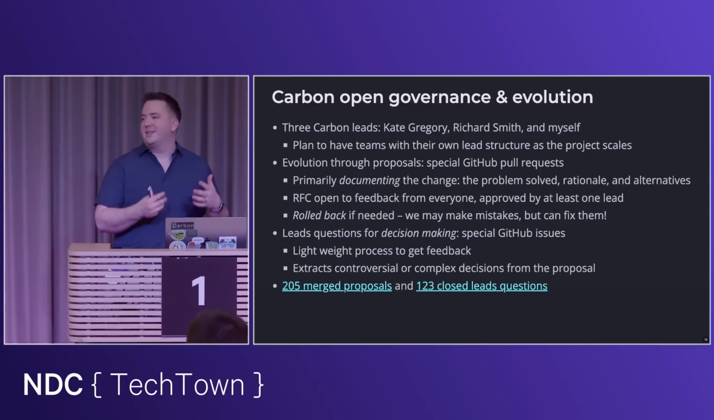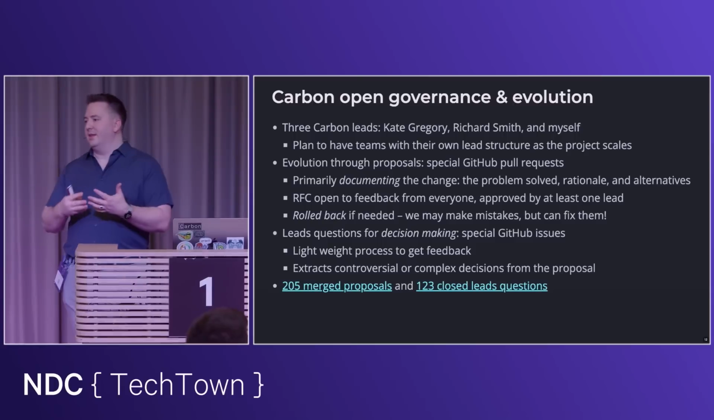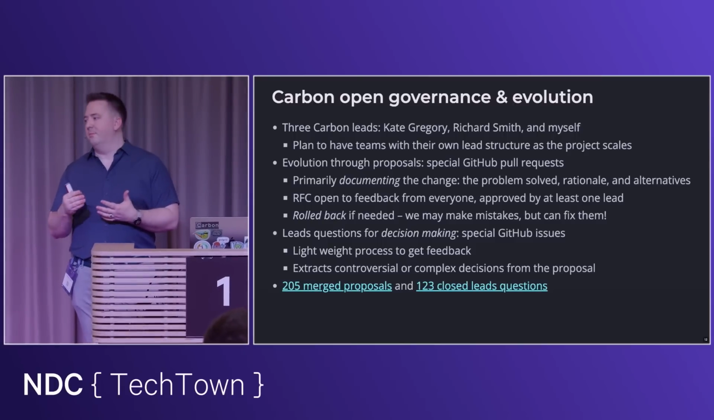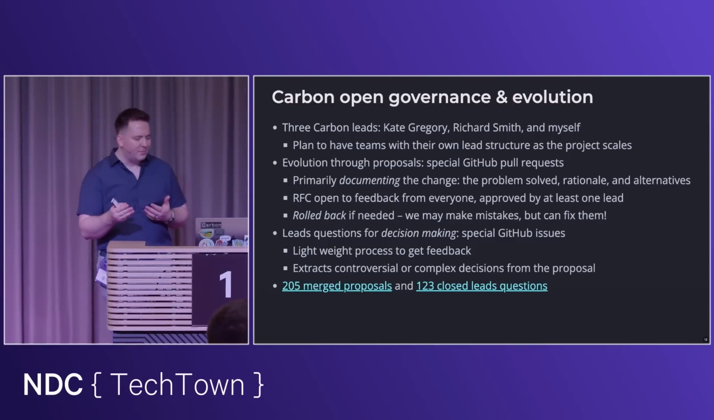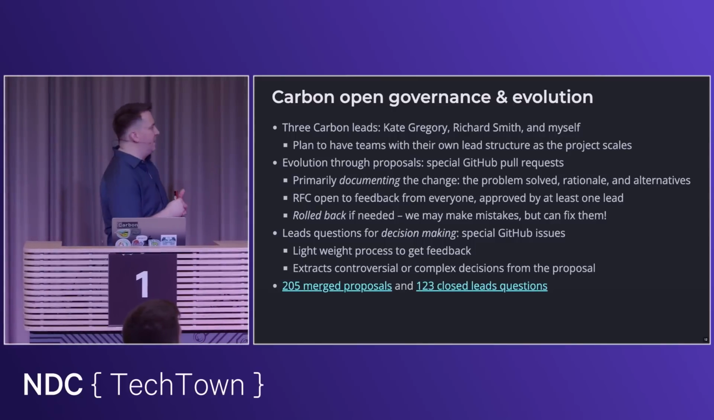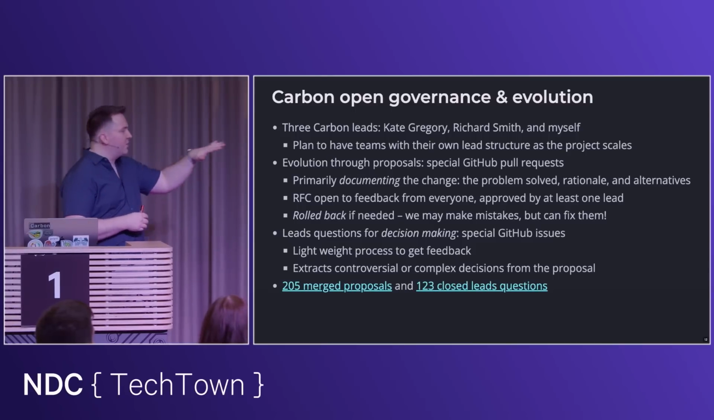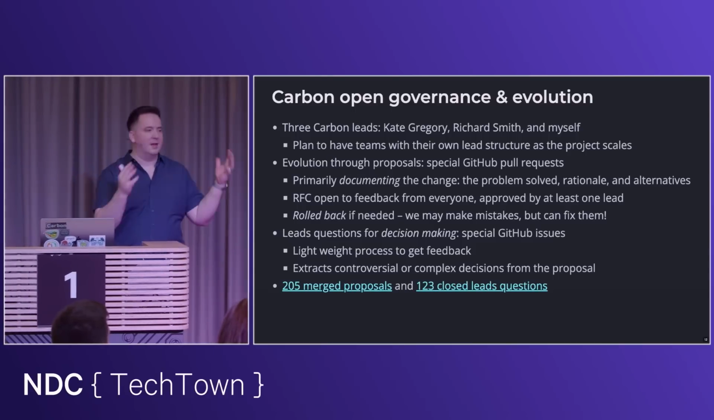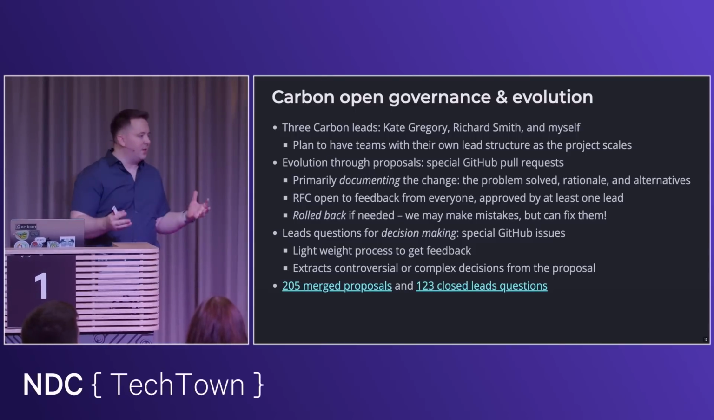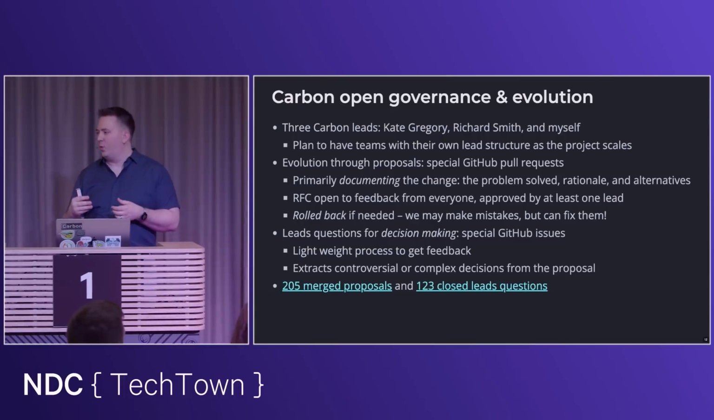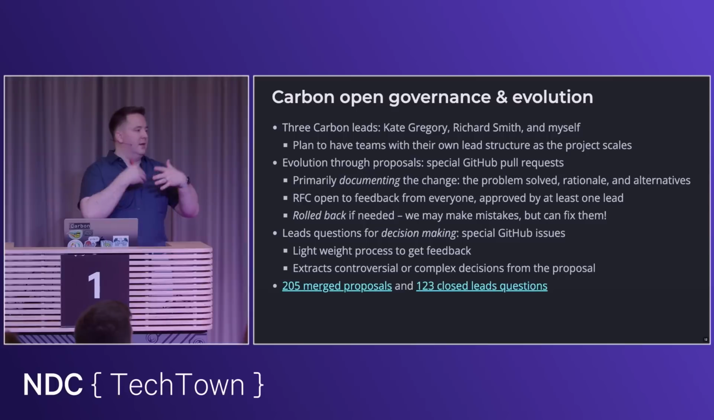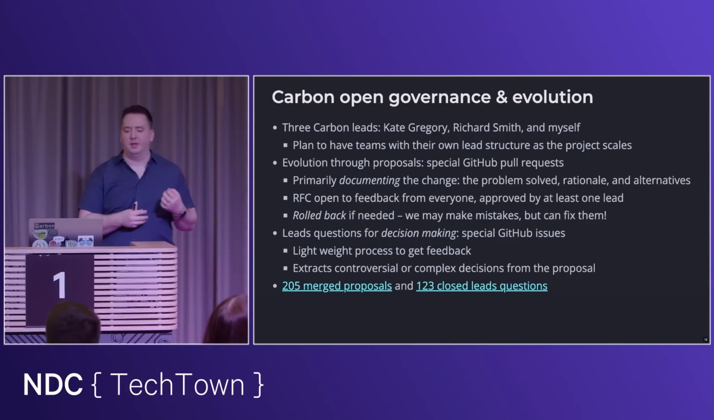Now, this process, though, is anchored around documenting the evolution. It's not really a great way to make point decisions. So we have a separate process for point decision making. And these are called leads questions. And these are just special GitHub issues. There's not anything more formal to them than that. You create a GitHub issue, you mark that it's a leads question to get the leads' feedback on it, and you start talking about what decision we need to make.